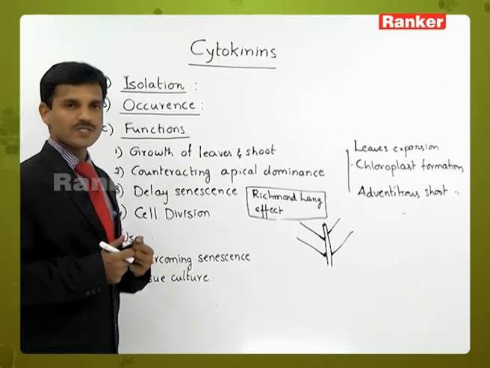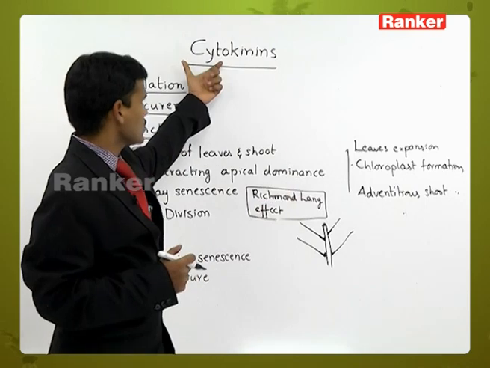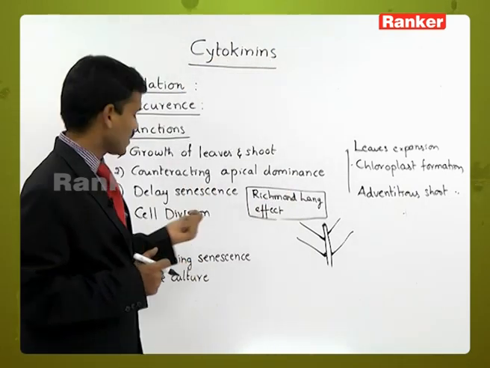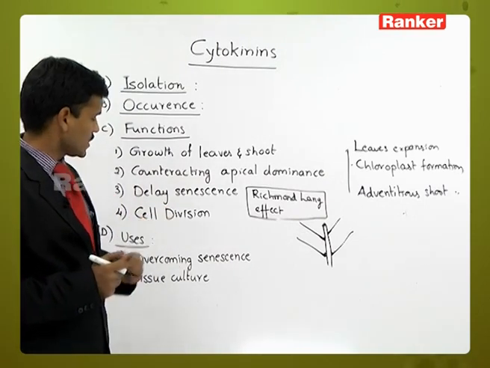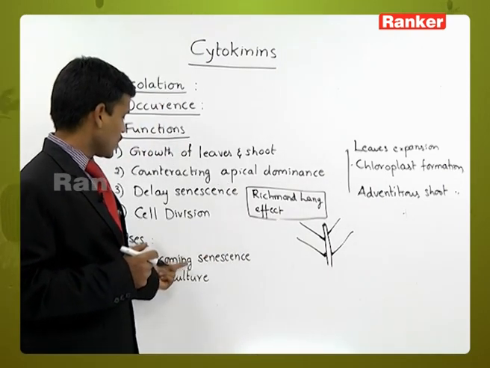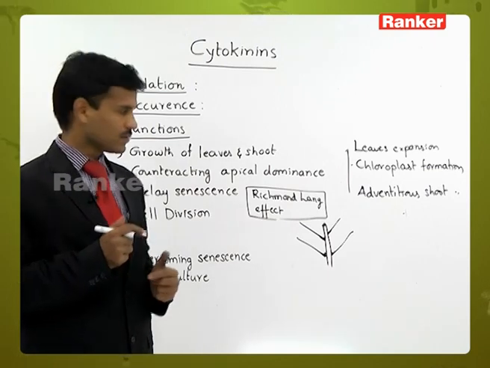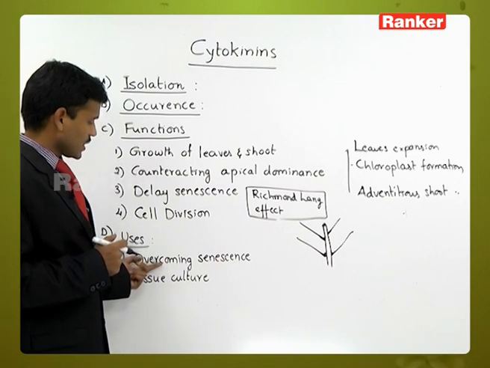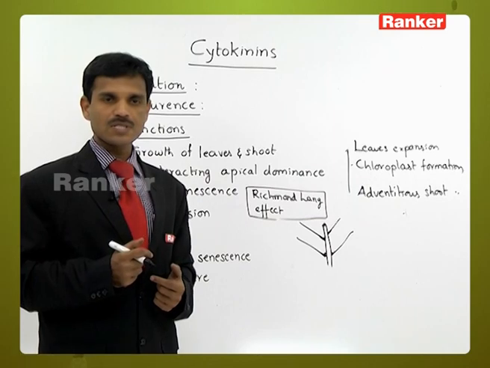Next, cell division. It is the main function of cytokinins. Here, cytokinesis, cell division, is the main function of cytokinins. Next, what are the uses of cytokinins? Here, overcoming senescence. Generally senescence is delayed, and that's why, due to the effect of cytokinins, the plants are overcoming the senescence process.